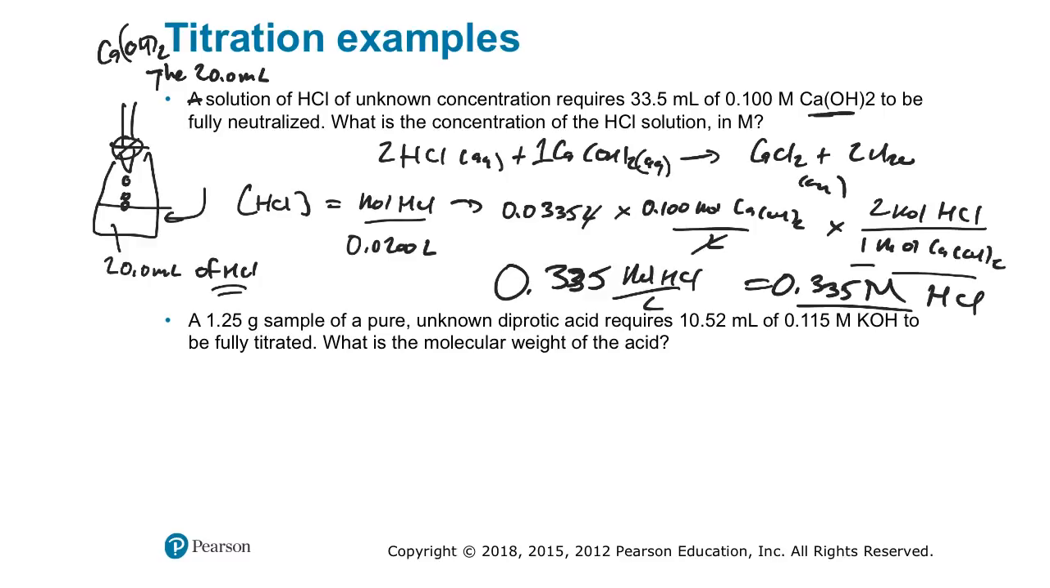Okay, now this is a different example down here. The second example, unrelated to the first, just a new example, says we have a 1.25 gram sample of a pure unknown diprotic acid, and that it requires 10.52 milliliters of 0.115 molar KOH to be fully titrated. What is the molecular weight of this acid?